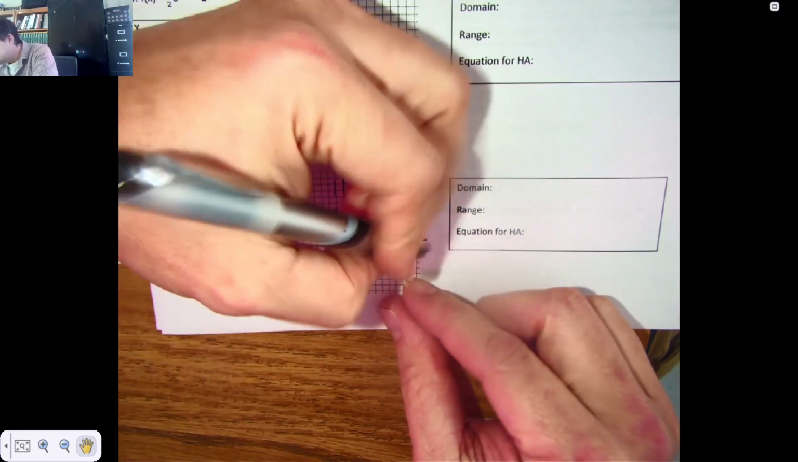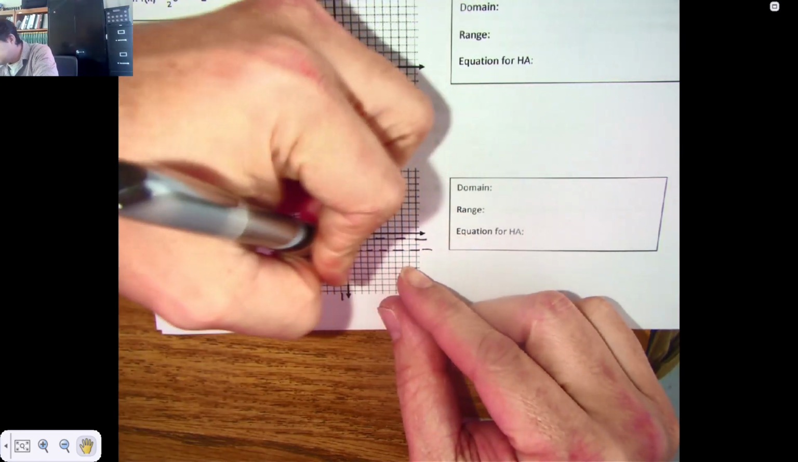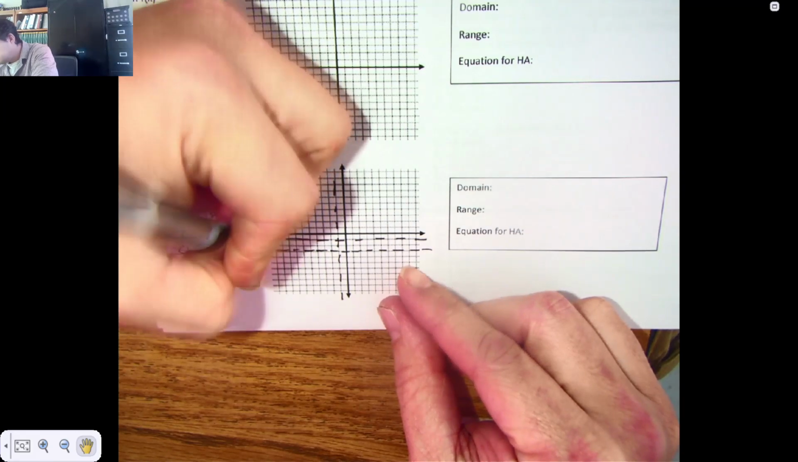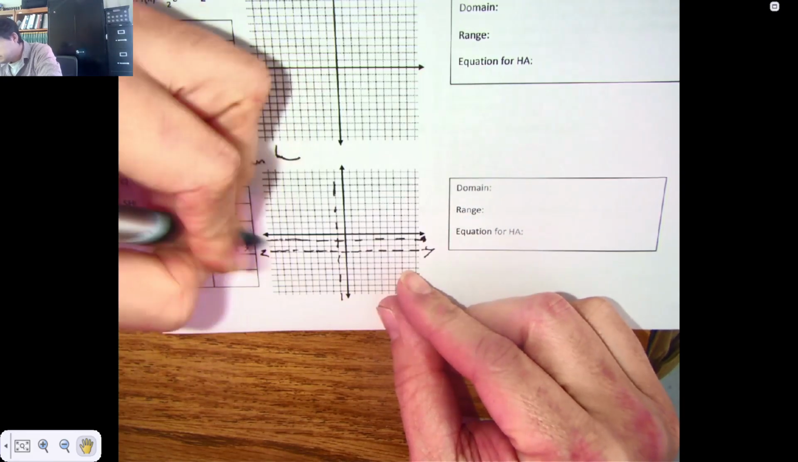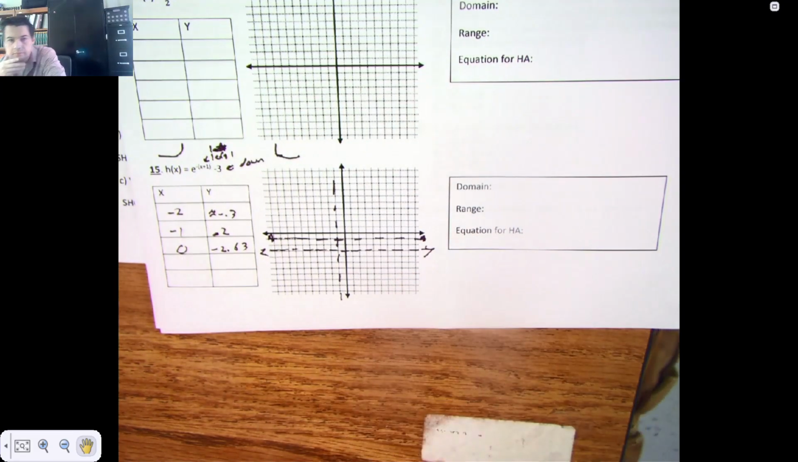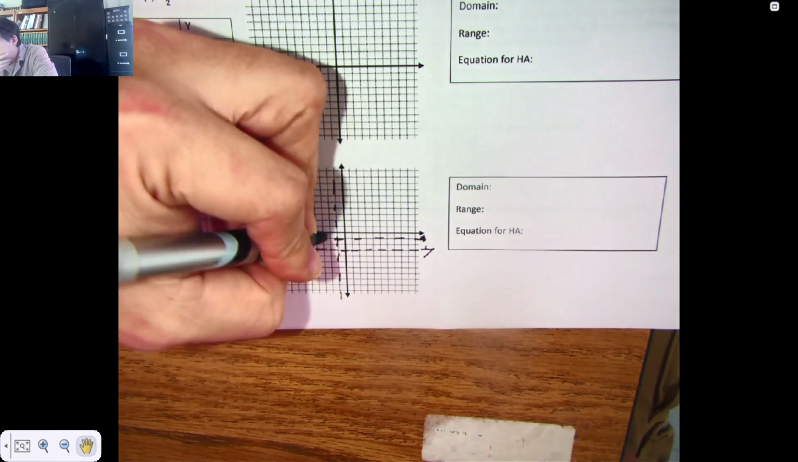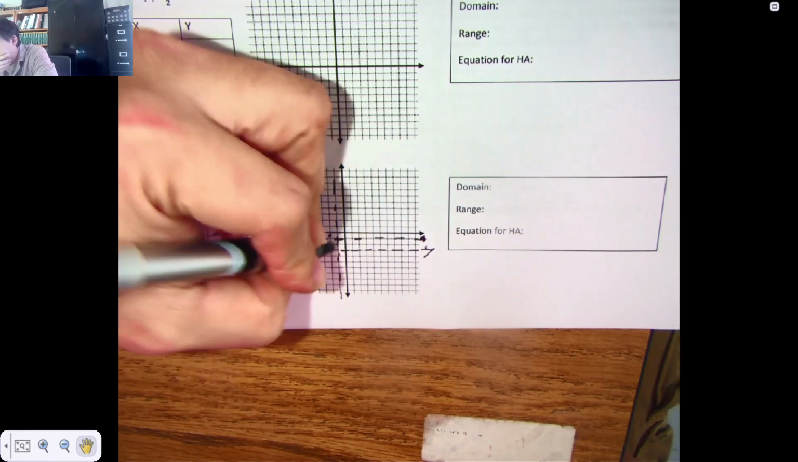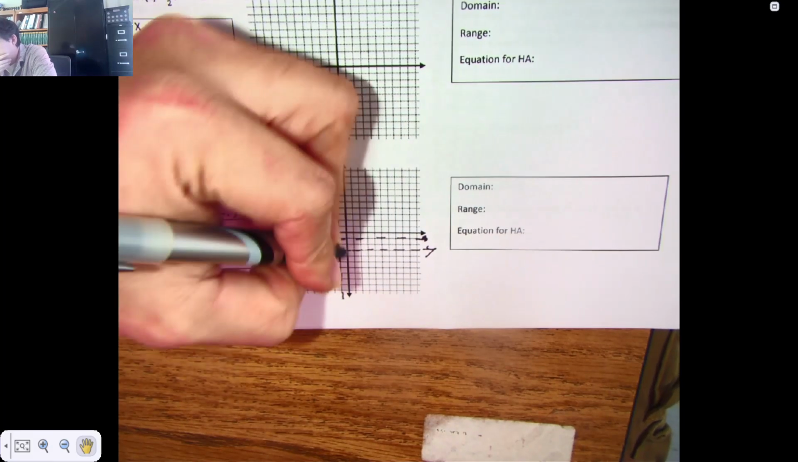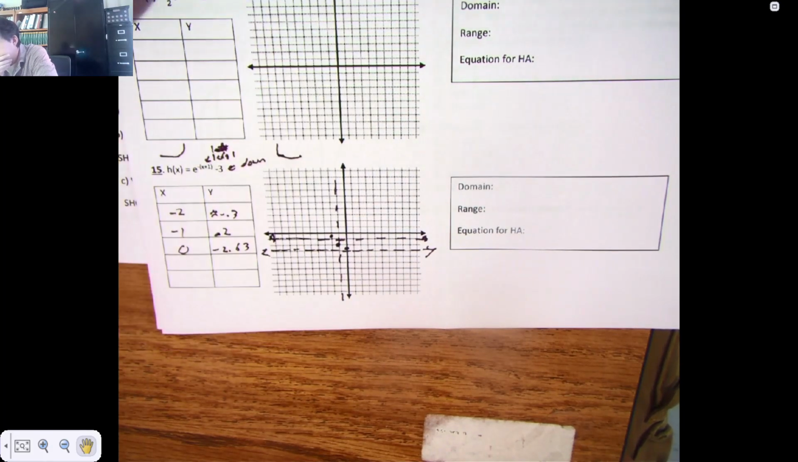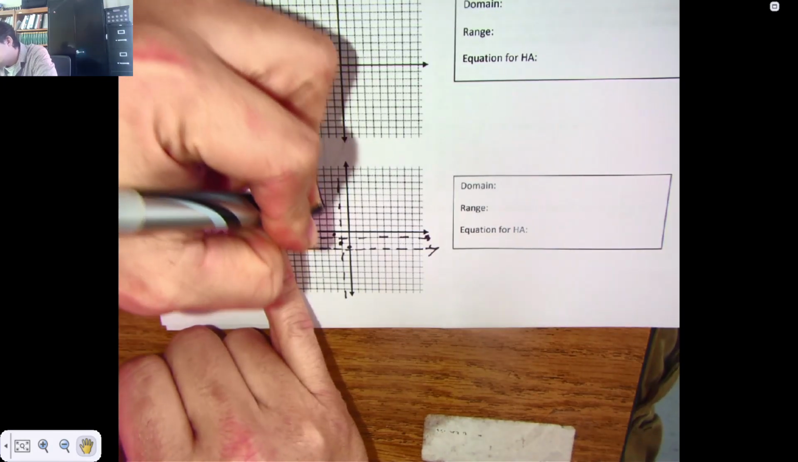Why did I say shift down 3 and didn't do it? This is not supposed to be there, okay? Oops. So -2 is about -0.3, -1 is -2, and 0 is getting closer to that asymptote. And it's going to look like this.